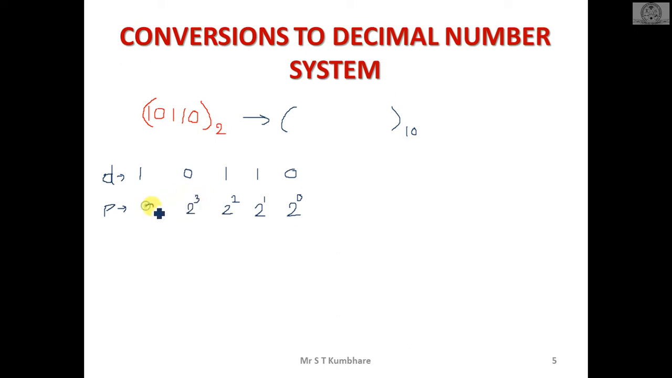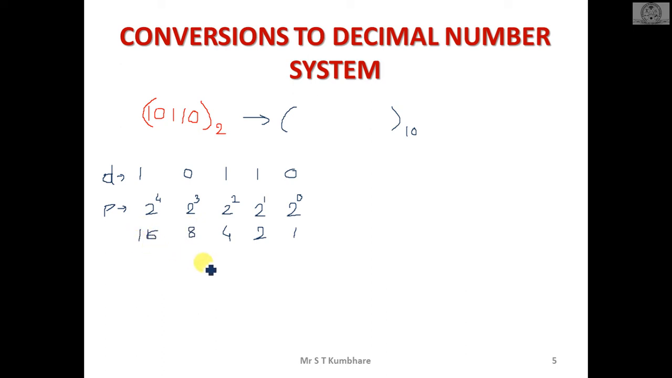Next is 2 raised to power 4. So like this, we have to write down the positional value. If we write down this, we'll get 1 over here, here we will get 2, here we will get 4, because 2 raised to power 0 is 1, 2 raised to power 1 is 2, 2 raised to power 2 is 4, 2 raised to power 3 is 8, then 2 raised to power 4 is 16.